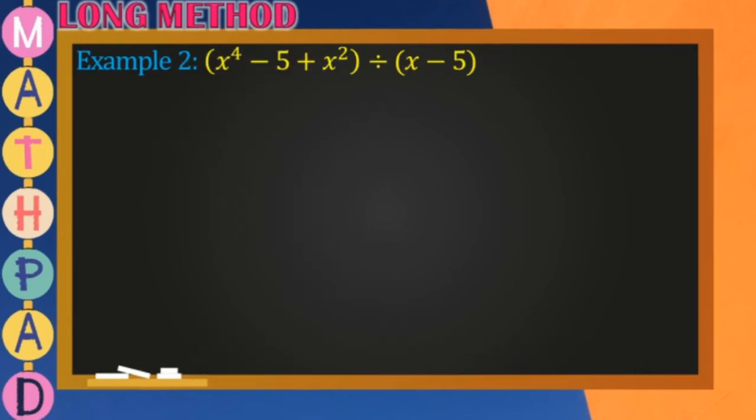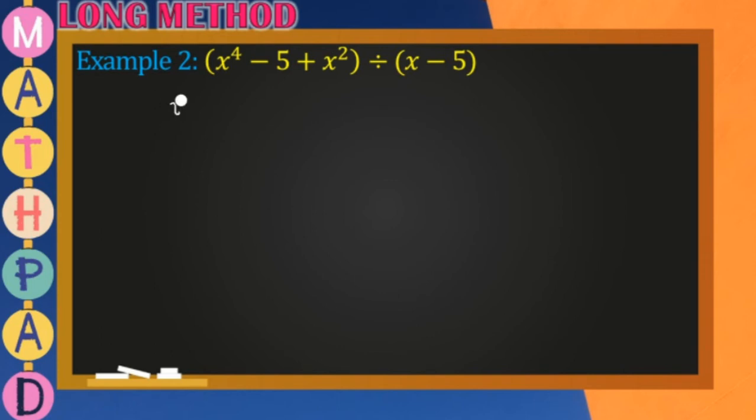Now in this example, x raised to 4 minus 5 plus x squared divided by x minus 5. Again, the first step, we have to check if the given polynomials are written in standard form. So the dividend is not yet written in standard form. So we have to rewrite this. Our divisor is already in standard form. Now, let us rewrite our dividend in standard form.